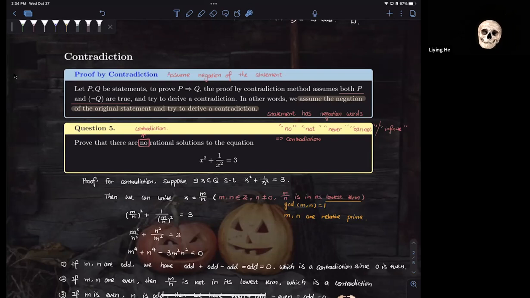So here, this is what you do. You assume the negation of the original statement. The statement itself doesn't have to be P implies Q, but as long as you can find the negation, you're done. Statements that have negation words usually are telling you that you need to use contradiction. So for example, no, not, cannot. Such things are negation words. Usually if you see them, you know that, oh, I need to use contradiction.